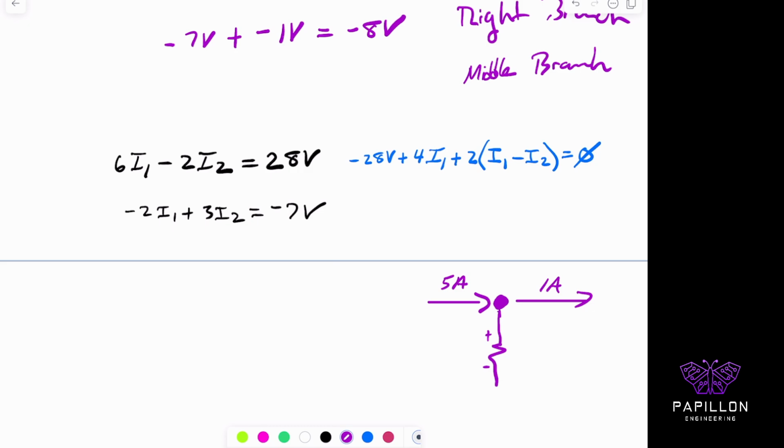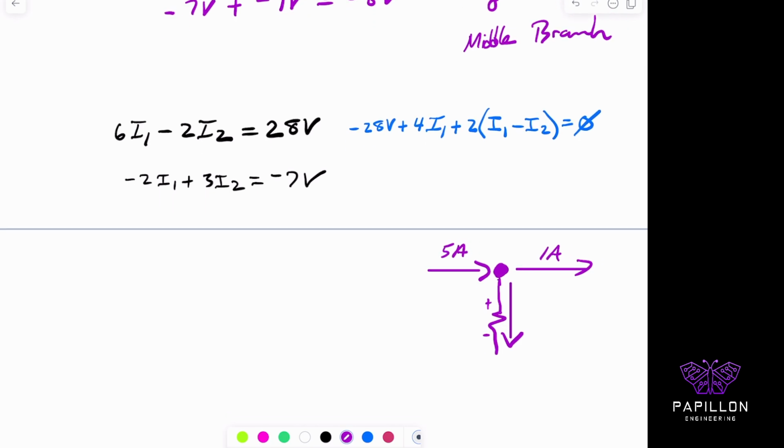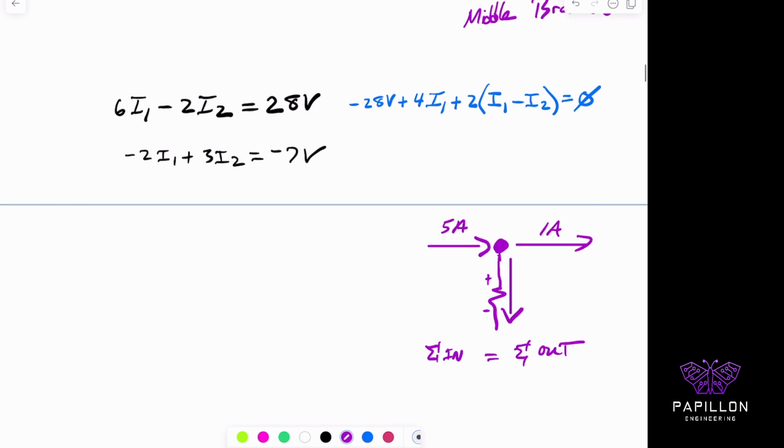And if I'm investigating that from the loop 1 standpoint, according to this node, we expect the current to go in this downward direction. It's very important, and hopefully you're getting the idea of it. In other words, the sum of all my currents entering that node will equal the sum of all my currents leaving that node. So I have 5 amps entering that node, which equals the 1 amp plus some unknown amp.